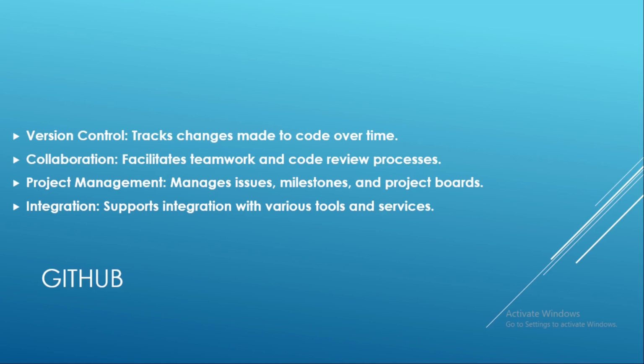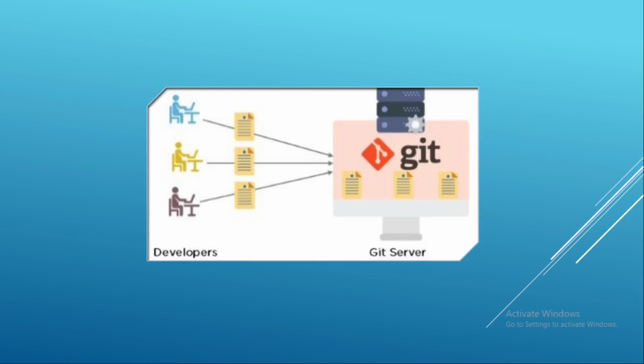Now code review. Team members can review each other's code, provide feedback, and approve changes, ensuring that only high quality code is merged with the main branch. Project management. GitHub provides issue tracking and milestones to help manage and prioritize tasks, bugs, and features. And documentation. Each repository can have a README file to provide an overview of the project, installation instructions, and usage guidelines, and GitHub repositories can include a wiki for more detailed documentation and guides.